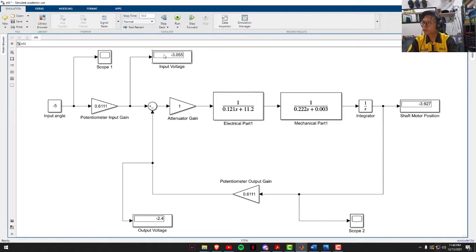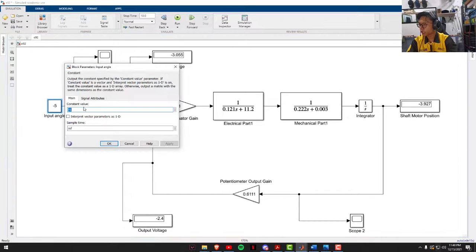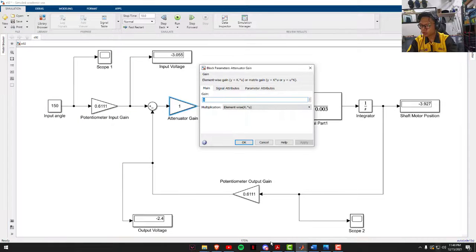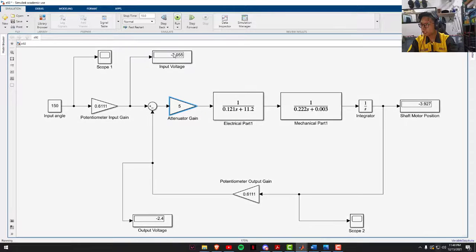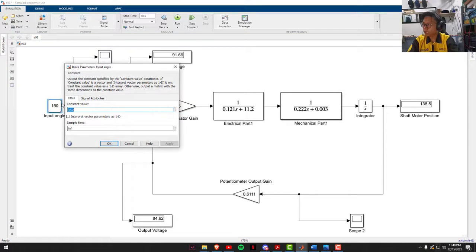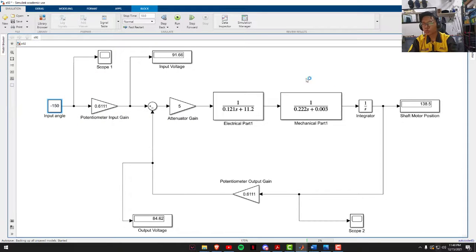As you can see here, the input voltage, shaft motor position, and output voltage are the same, but the value is on the negative side. Therefore, when we change the input angle to the next value, which is 150, and the attenuator gain is equal to 5, we can see that the input voltage will be increased, and same goes for the shaft motor position and output voltage. When we change the input angle to the negative side, which is negative 150, the value will be the same as before, but on the negative side.